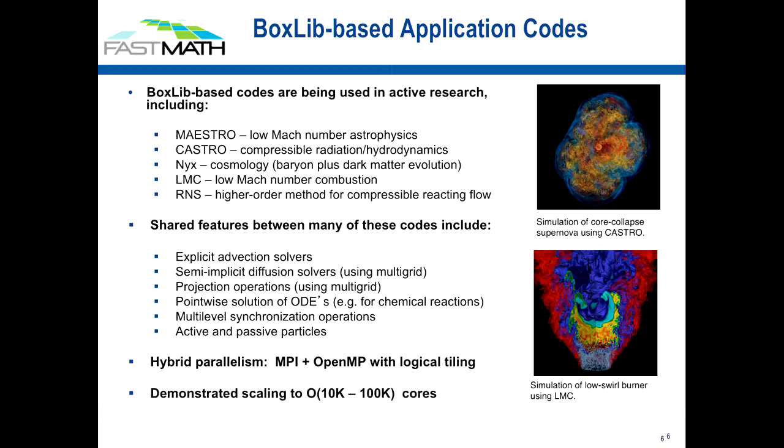The other sister code base for us is BoxLib. So this is John Bell and his team, and there's a list of projects that they're involved in. Their projects are much more vertically integrated with their team. So they work on BoxLib. They also write Maestro, which is an astrophysics code. They write Castro, which is another astrophysics code. They do Nyx, which is a cosmology code. RNS is a kind of internal research code. LMC is the low Mach number combustion code.